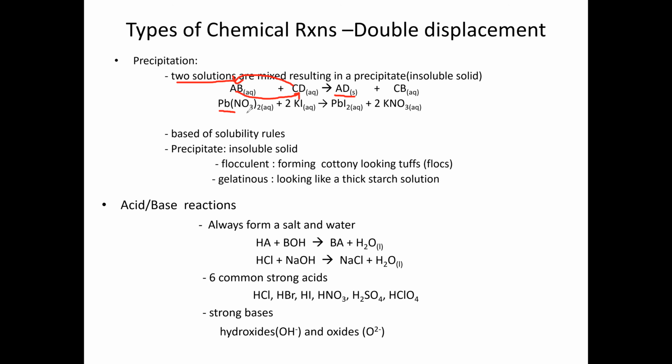For example, we take lead(II) nitrate, that is aqueous. We take potassium iodide, that is aqueous. So the potassium and the lead switch positions, and we get two new products, lead(II) iodide and potassium nitrate. Now, based on the solubility rules, we know that lead(II) iodide is a solid. So when you mix these two solutions together, you're going to precipitate out lead(II) iodide.